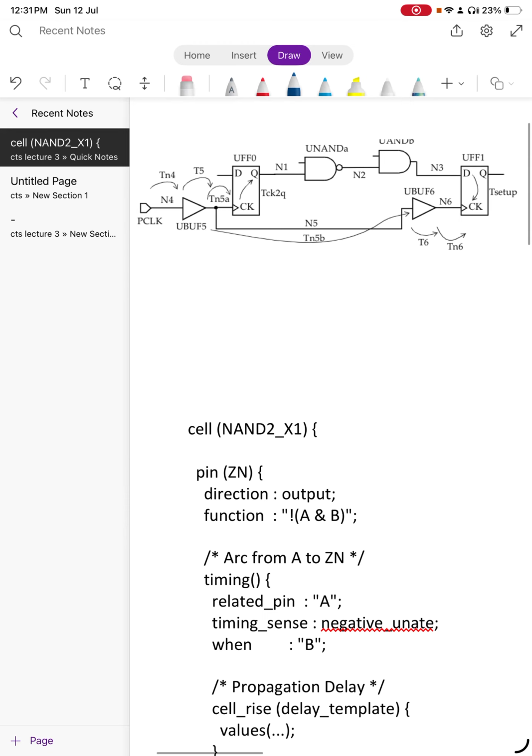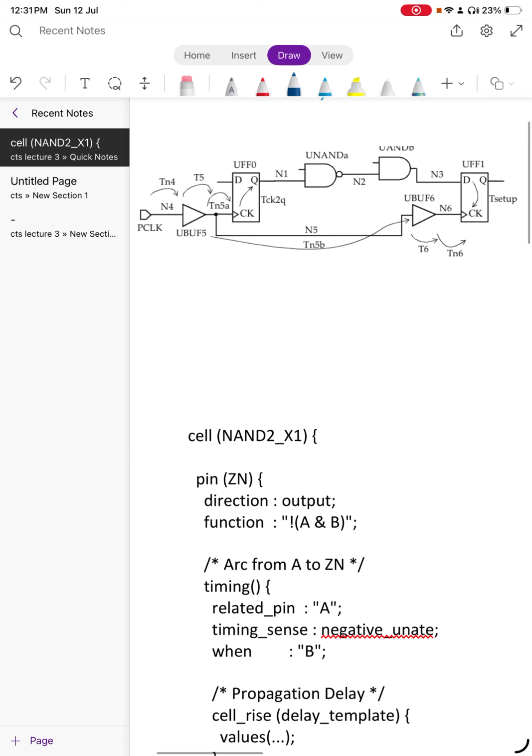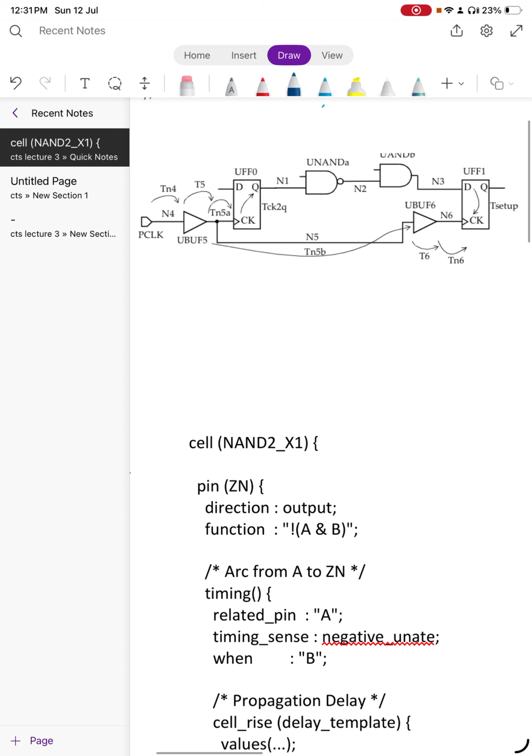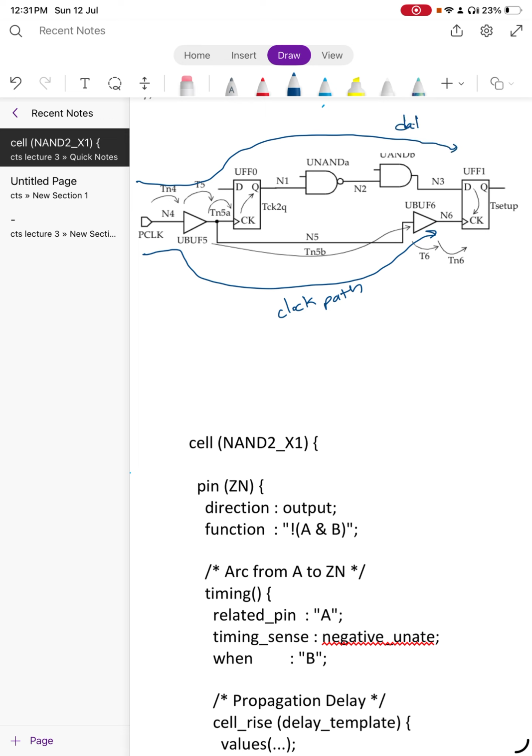Hello everyone. So in this lecture, we will try to analyze a given problem, which is to understand this reg to reg path, and we will explore different concepts in this problem. So let's start. So this particular path is a clock path, and this particular path is data path.